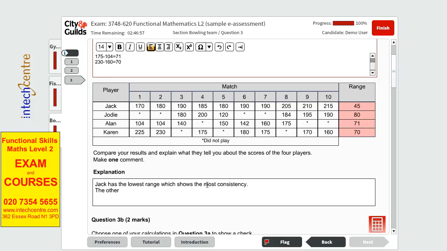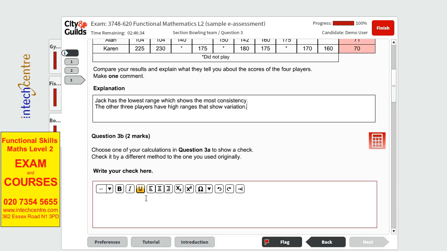The other 3 players have high ranges that show variation or less consistency.